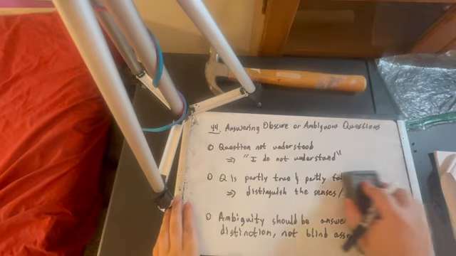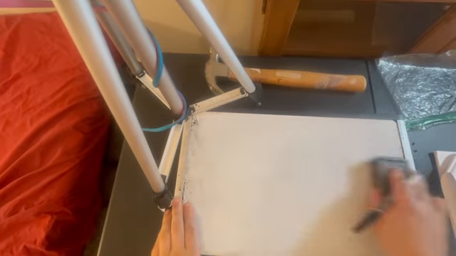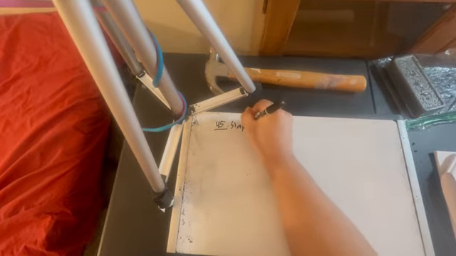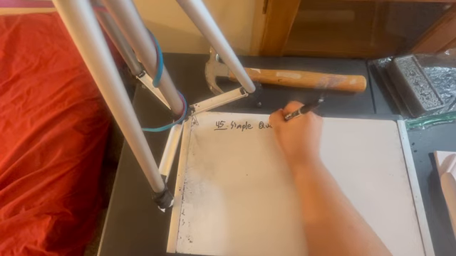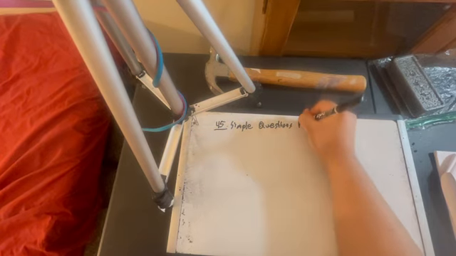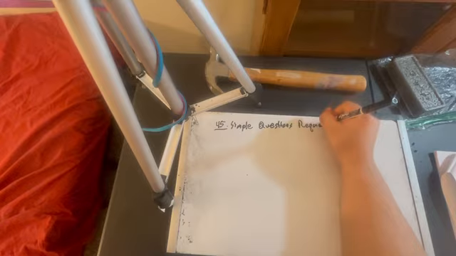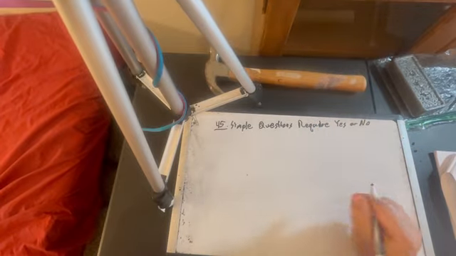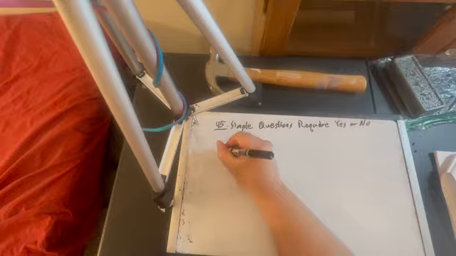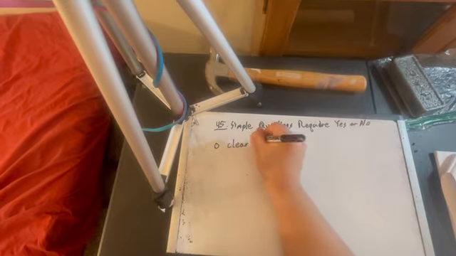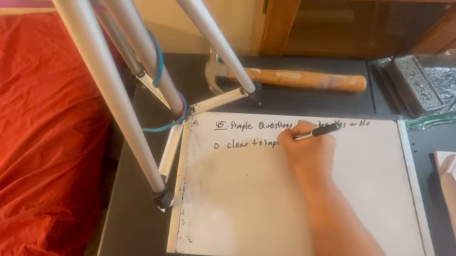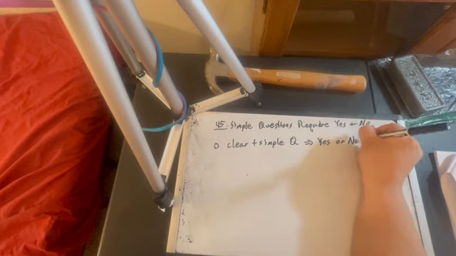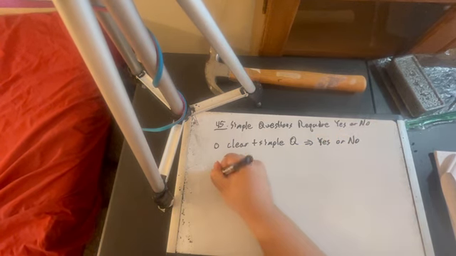Let's go ahead and move on to the next point. Simple questions require yes or no. If the question is clear and simple, the answerer should answer yes or no. Clear plus simple question implies yes or no. Distinguish ambiguity, but don't dodge clarity.